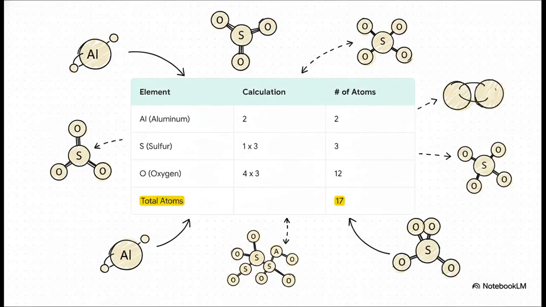Okay, let's put it into practice with a kind of tricky one, aluminum sulfate. So we see Al, S, and O. For aluminum, the subscript is 2, so that's easy. We have 2 atoms. Now for those brackets. Inside, we have 1 sulfur atom and 4 oxygen atoms. We just multiply both of those by the subscript outside the brackets, which is 3. So 1 times 3 gives us 3 sulfur atoms, and 4 times 3 gives us 12 oxygen atoms. You add them all up, and you get a grand total of 17 atoms. See, not so scary after all.